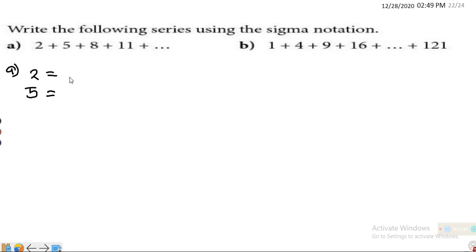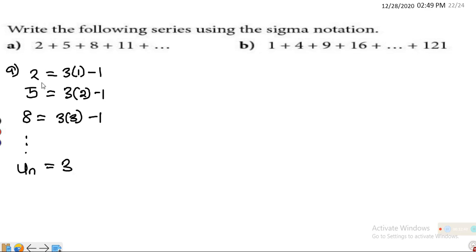So we can generate the pattern by saying 3 times 1 minus 1. This is 3 times 2 minus 1, and 8 is 3 times 3 minus 1. So of course we can take it to n, un. First term is 3 times 1, second is 3 times 2, then 3 times 3. So of course this is 3 times n minus 1. So un equals 3n minus 1.